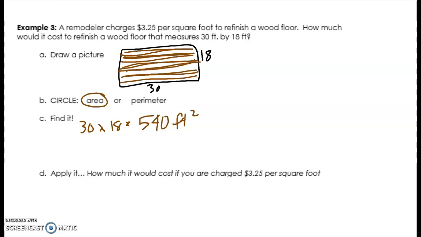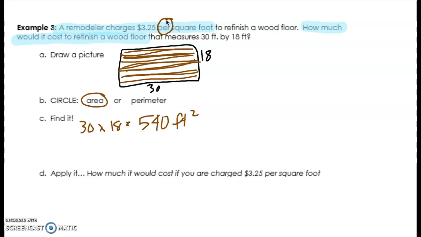Again, we're only looking at the wooden floor. We're not doing it twice. It's just what is the square footage of that wooden floor? It's 540 square feet. Now the application here says that the remodeler is going to charge $3.25 per square foot, and we want to know how much it's going to cost to refinish that wood floor. So hopefully from years past and looking at keywords, this word per, it's $3.25 per foot. We have 540 feet. So we would use the operation of multiplying.